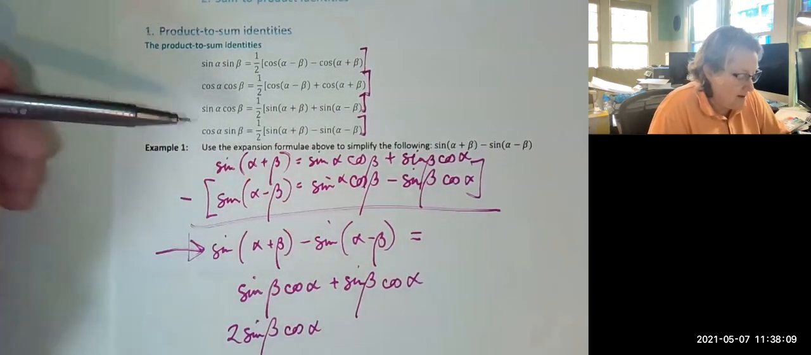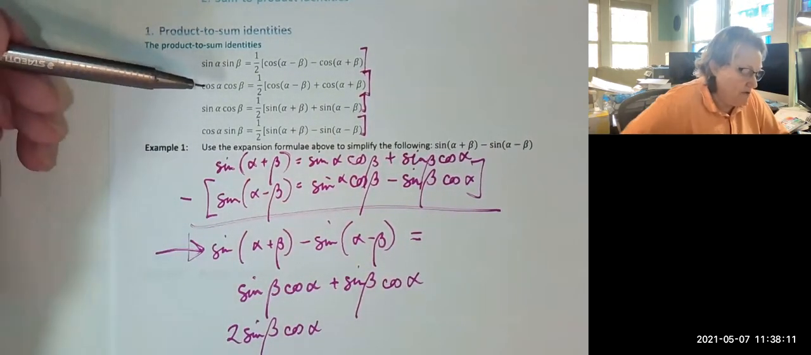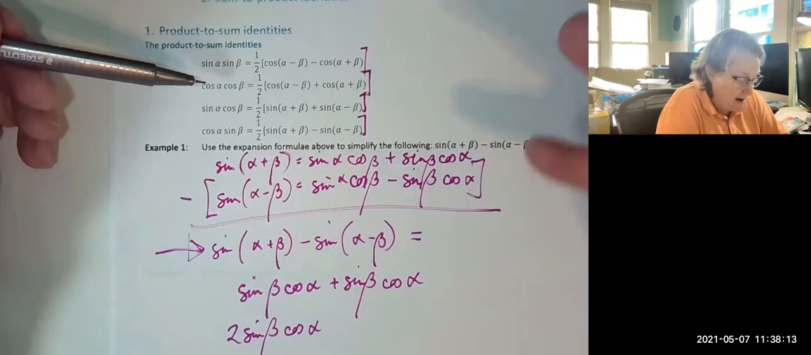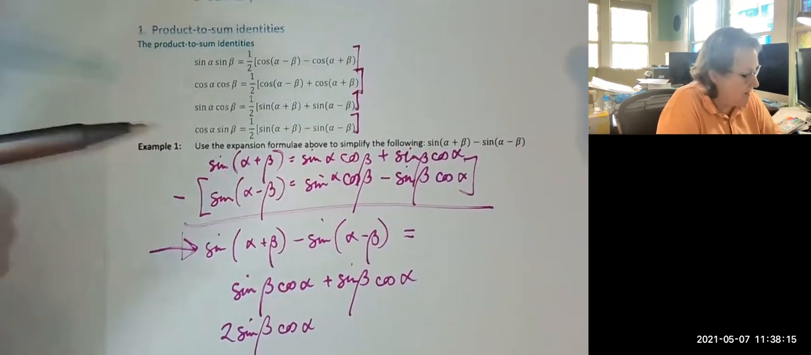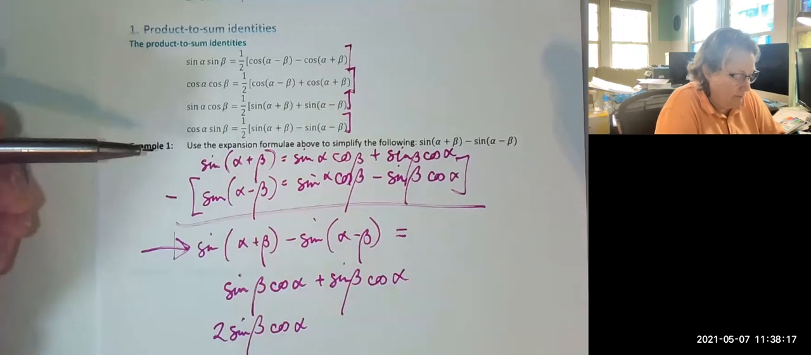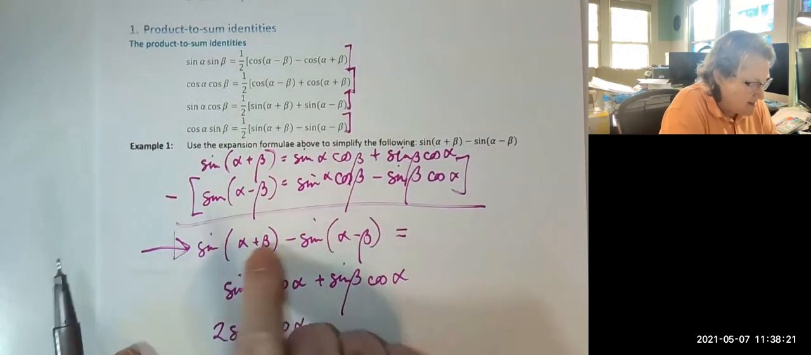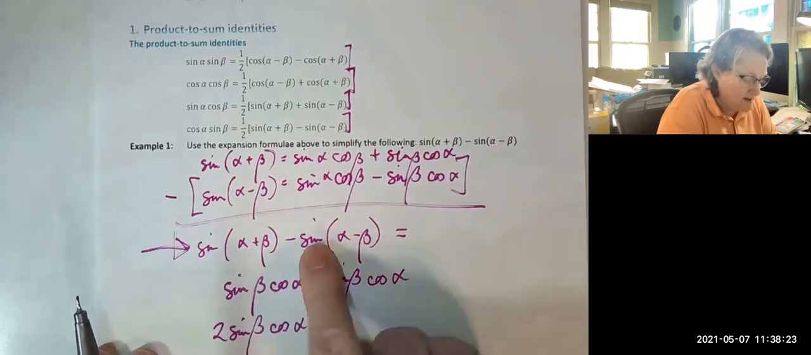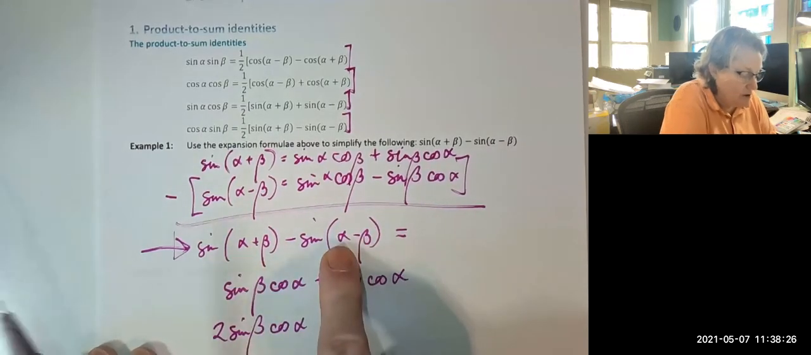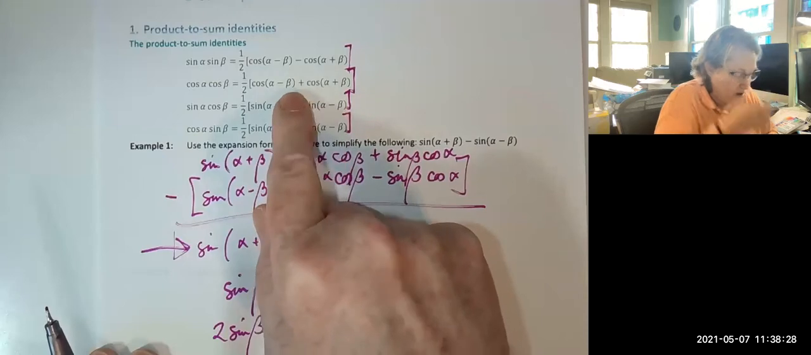Again, I want you to have access to these identities. I want you to have them easily at hand, but please do not try to memorize them. If you want to memorize any of the identities, memorize the sum of the sines, the difference of the sines, the sum of the cosines, and the difference of the cosines.